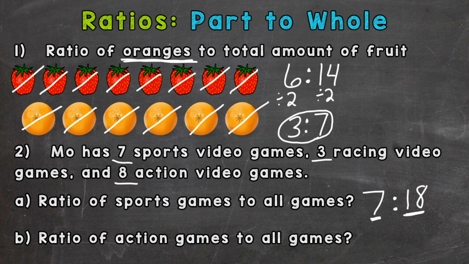Ratio of action games to all games. So action games, we have 8, right? 8 to the total amount of games, the whole, which is 18. Now, this ratio can be simplified. The greatest common factor between 8 and 18 is 2. So I can divide both of them by 2, and I get 4 to 9.